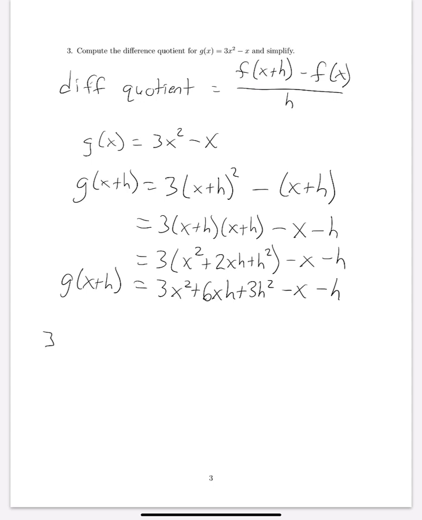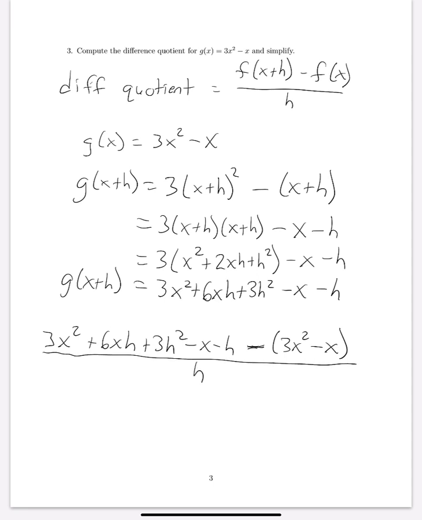So I have 3x squared plus 6xh plus 3h squared minus x minus h, minus my original function, 3x squared minus x. Again, parentheses are a big deal here, all divided by h. I know it looks like a lot, but I promise it won't be.